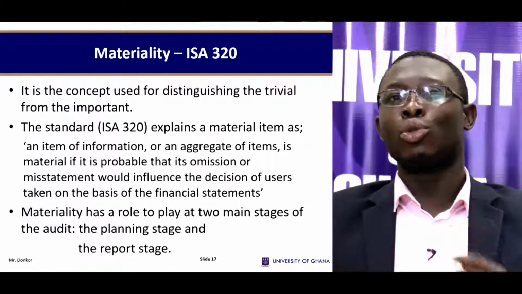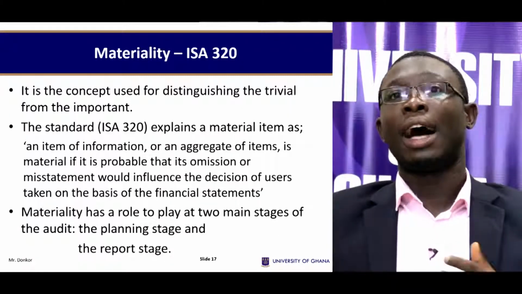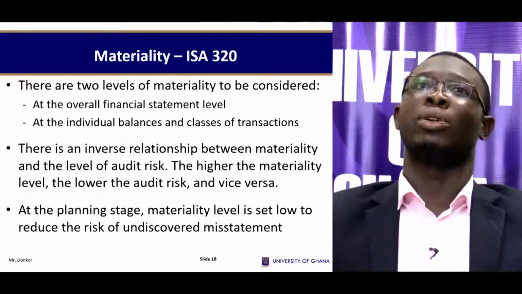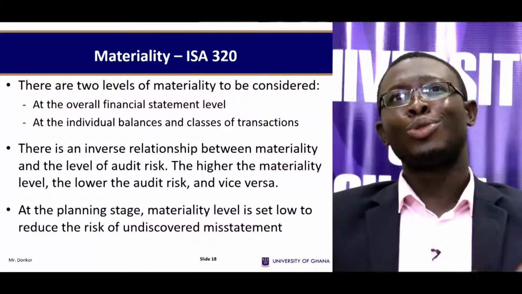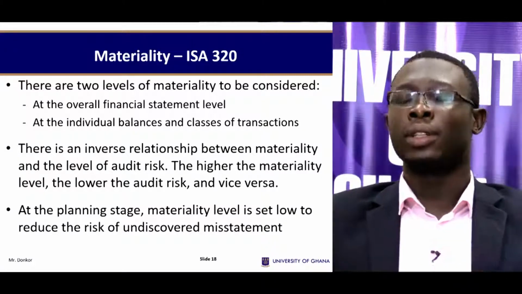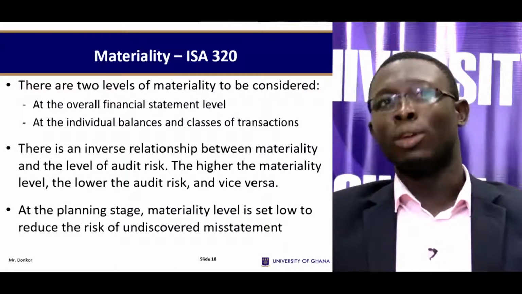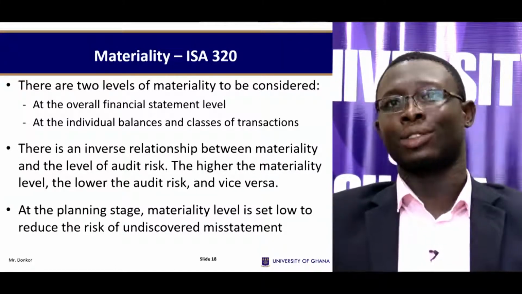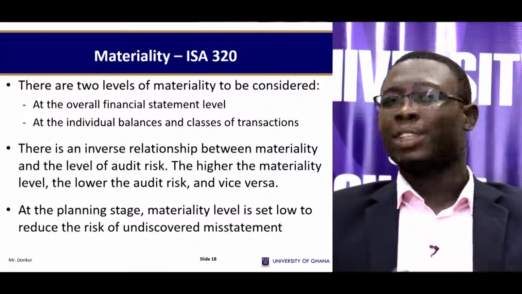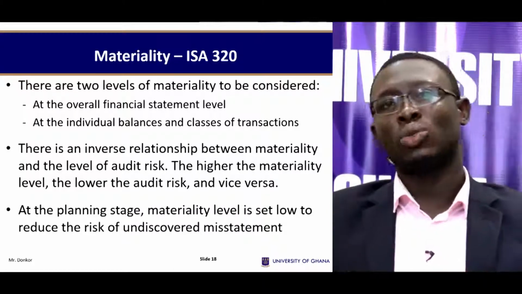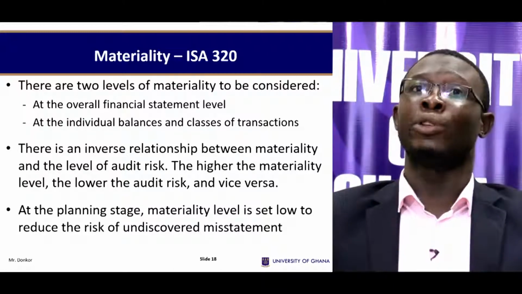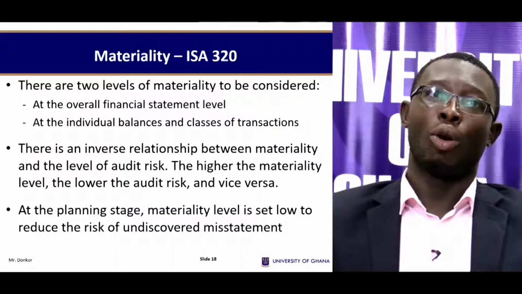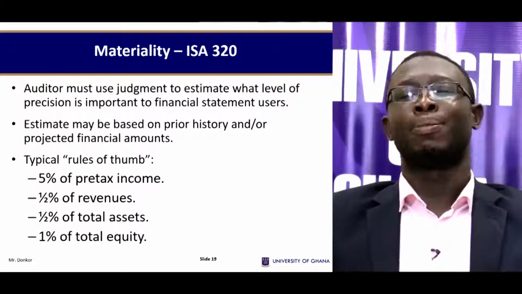Materiality, therefore, has a role to play at two main stages of the audit: the planning stage and the reporting stage. There are two main levels of materiality that need to be considered: at the overall financial statement level and at the individual balances and classes of transactions. There is an inverse relationship between materiality and the level of risk. This will be understood more when we pick up the topic of audit risk.